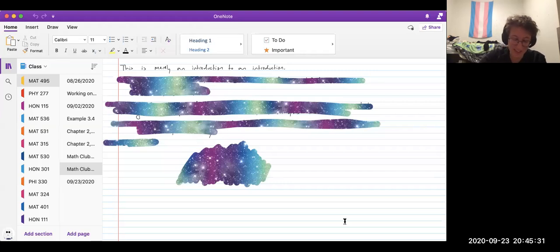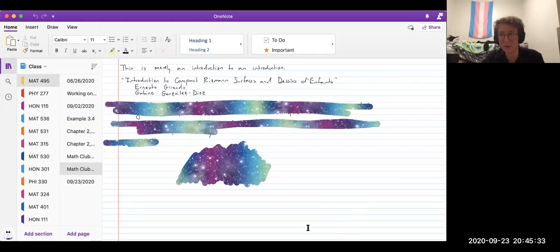The book that I learned from, and that I got the picture from, and referred to for a lot of things regarding this, is called Introduction to Compact Riemann Surfaces. This is what it looks like. It's blue. That's why I'm saying this is an introduction to an introduction, because the book is called Introduction, and my talk is basically just an introduction to that.